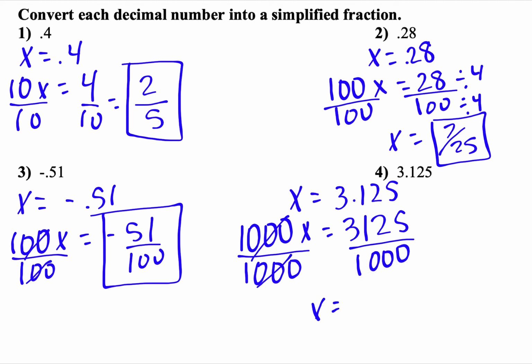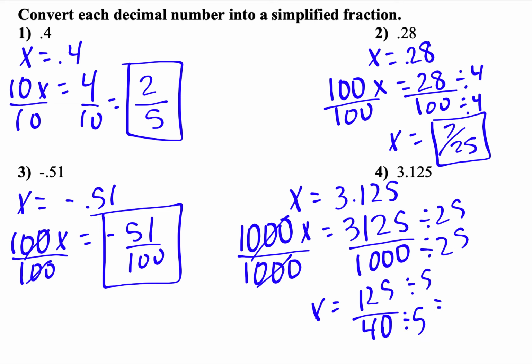And x equals, if I divide top and bottom by 25 here, that will give me 125/40ths. Oh, those are multiples of 5, so I'm going to divide by 5. And I get 25/8, which won't reduce any further. As a mixed number, that of course is 3 and 1/8.